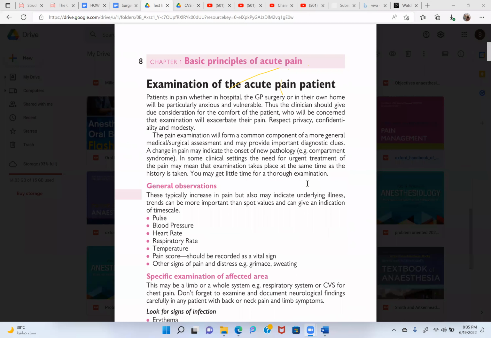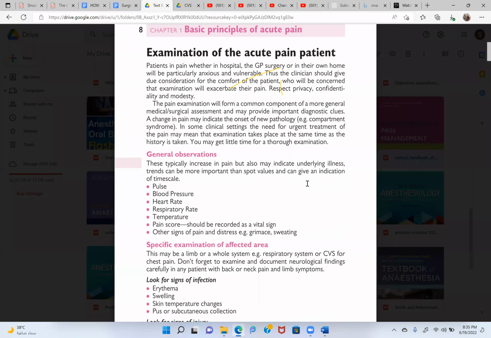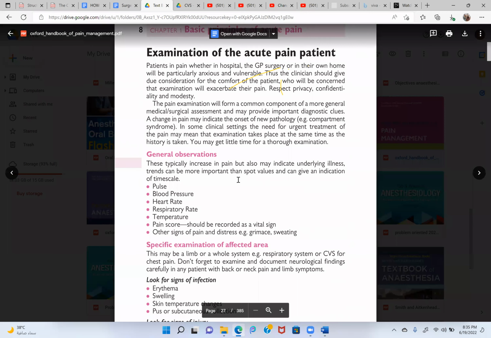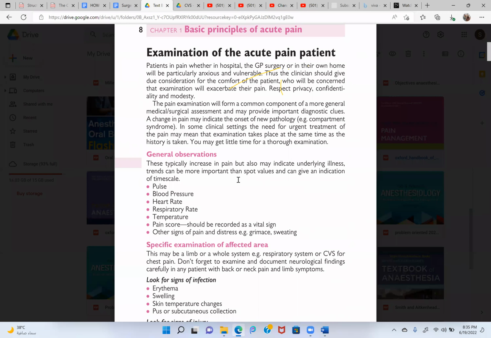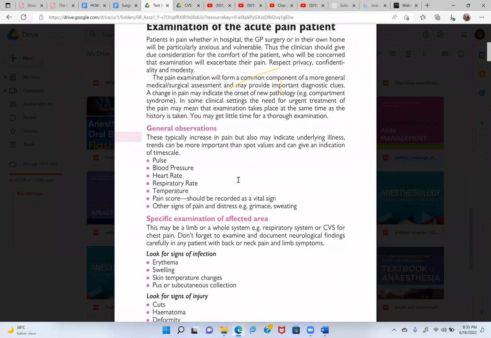Why will there be temperature? What's the relation of temperature? Because pain is part of the inflammatory process. Yes, it is one of the components of the four cardinal signs of inflammation: rubor, tumor, dolor, calor, functio laesa. And the pain may be associated with some injury. Sometimes pain will be associated with some injury.